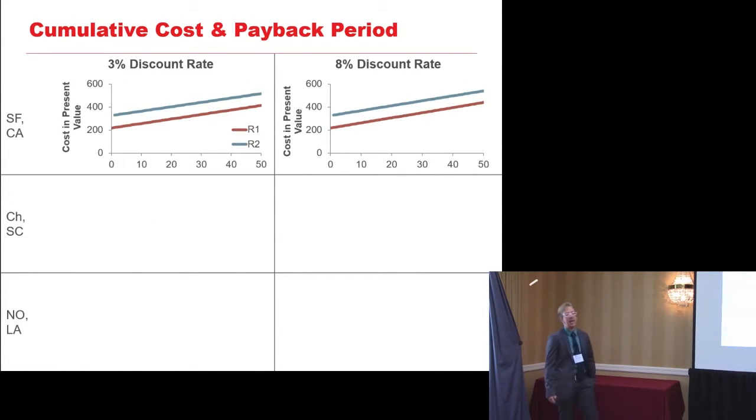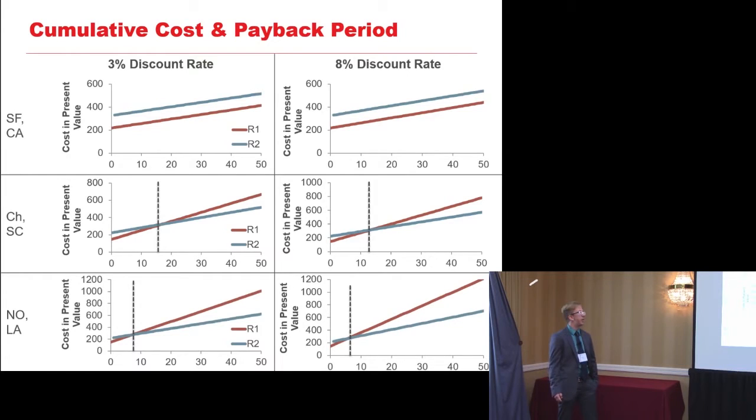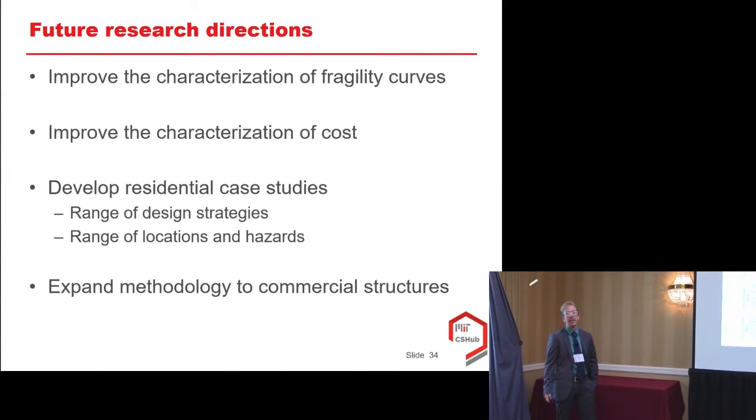So now looking at the payback period, this is the metric that we really think is going to influence decision makers. Since they're so unlikely that you're going to have earthquake damage in San Francisco, we're not actually seeing a payback period in that study period. So now in Charleston, we're looking at 16 and 12 years, and in New Orleans, 8 and 6 years.